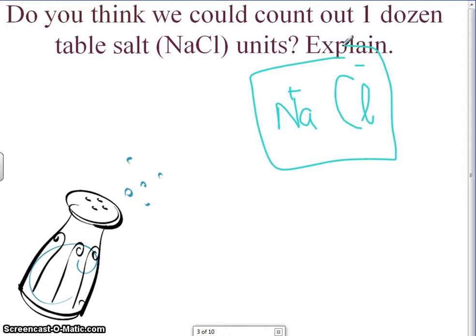So a lot of people try to count out 12 grains of salt, which is completely possible. However, what you have to recognize is atoms are so tiny, we can't see them with our naked eye. So there are billions and billions of NaCl units in 1 little grain of table salt. So 1 dozen is too small of a number to count out units of table salt or atoms of anything or molecules of anything. We have to use a much larger number.